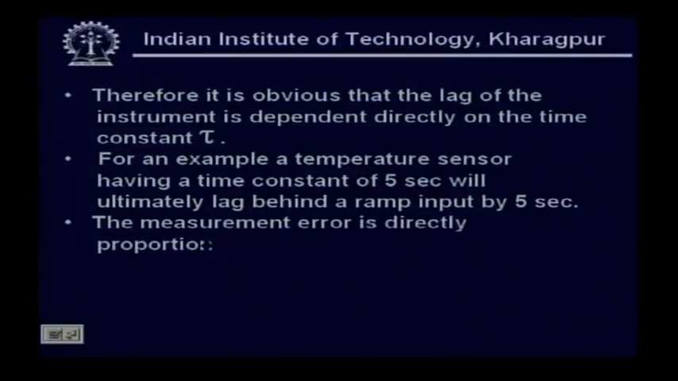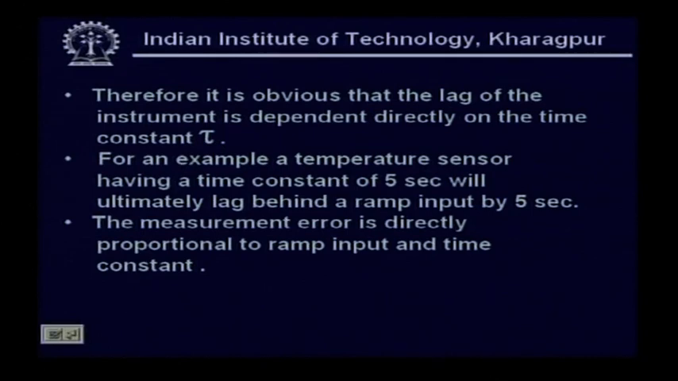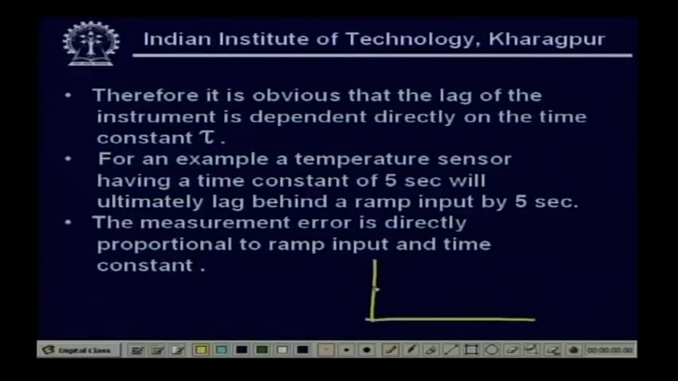So, the measurement error is directly proportional to the ramp input and time. Okay, this is also very important. We have seen that the measurement error depends on the ramp input as well as the time constant of the system. So, if the time constant is small, the measurement error will be small. If the time constant is large, the measurement error will be large. And you see, unlike the step input, this measurement error will remain forever. If you look at the case of step input, I am giving an input like this, right, and I am getting an output like this.